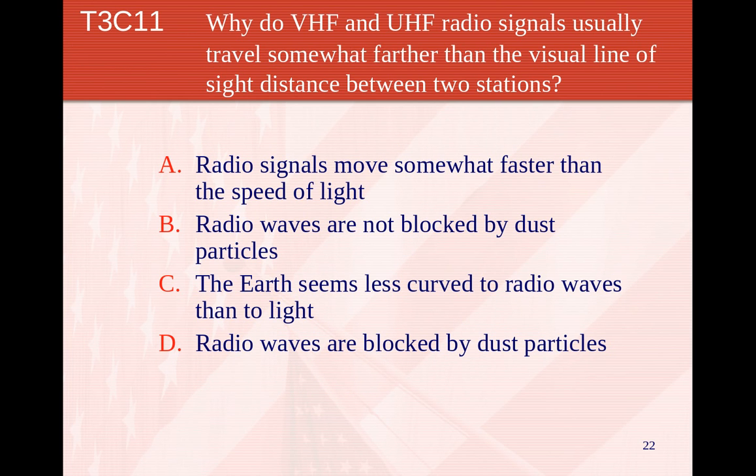Why do VHF and UHF radio signals usually travel somewhat farther than visual line of sight distance between two stations? The Earth seems less curved to radio waves than light, so it tends to hug the curvature of the Earth just a little bit, and it goes a little bit further over the horizon than light would.